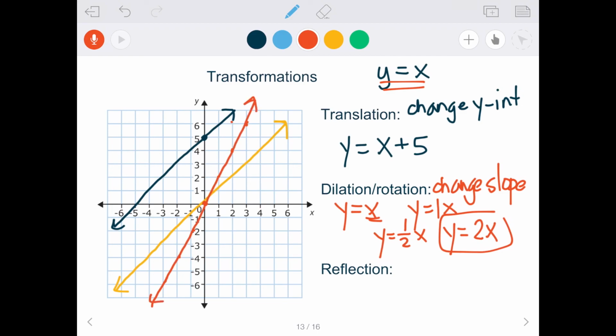Okay. Finally, if you want to reflect a line, you're going to make the slope the opposite, the exact opposite. Not opposite reciprocal, just opposite. Remember, opposite reciprocal is going to give you a perpendicular line. If I want to reflect this red line, which was, remember, y equals 2x, I just change the slope to negative. Negative 2x would give me this.